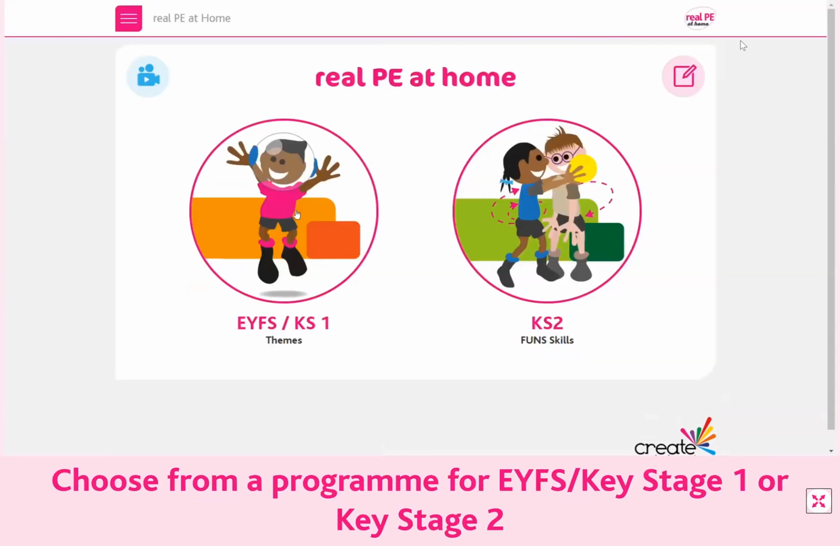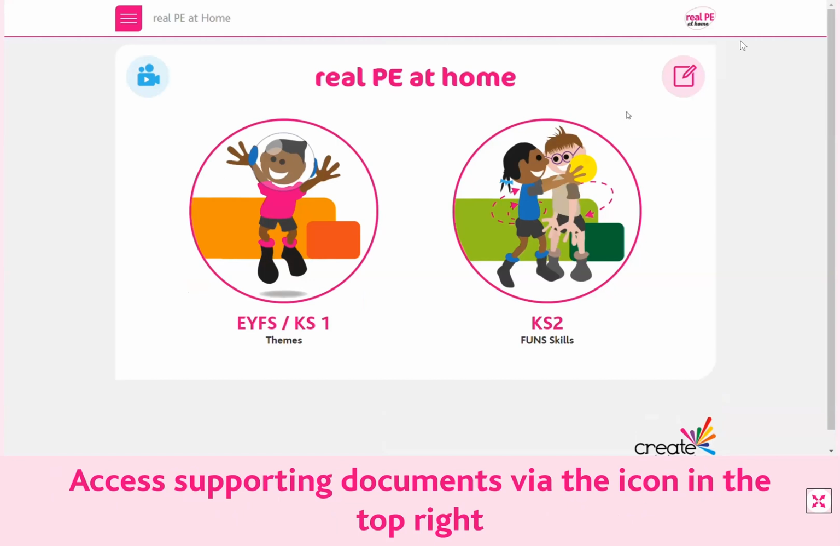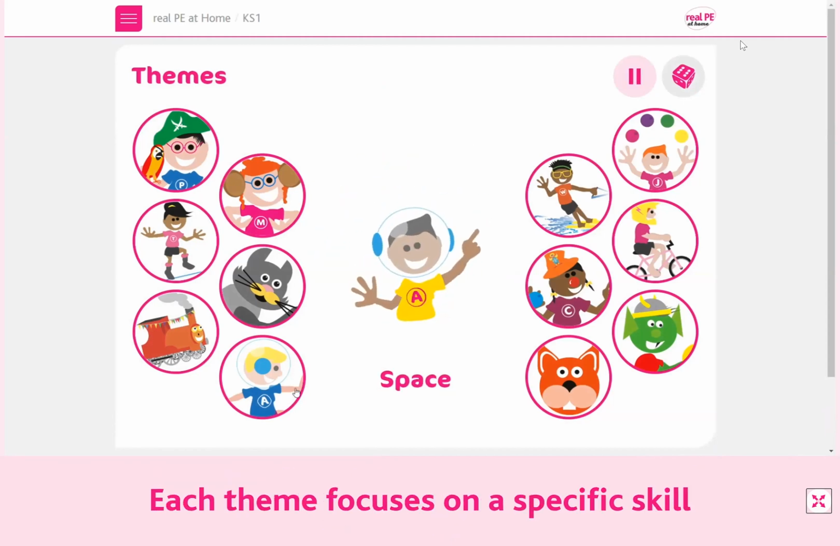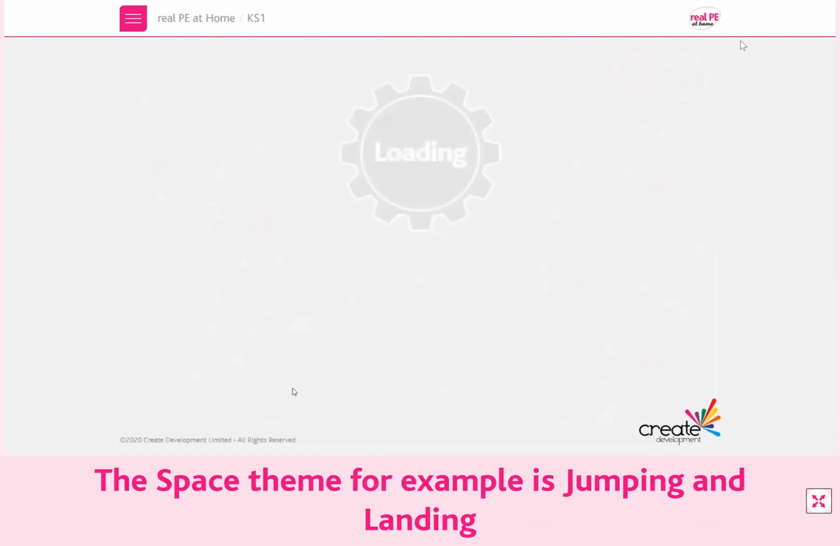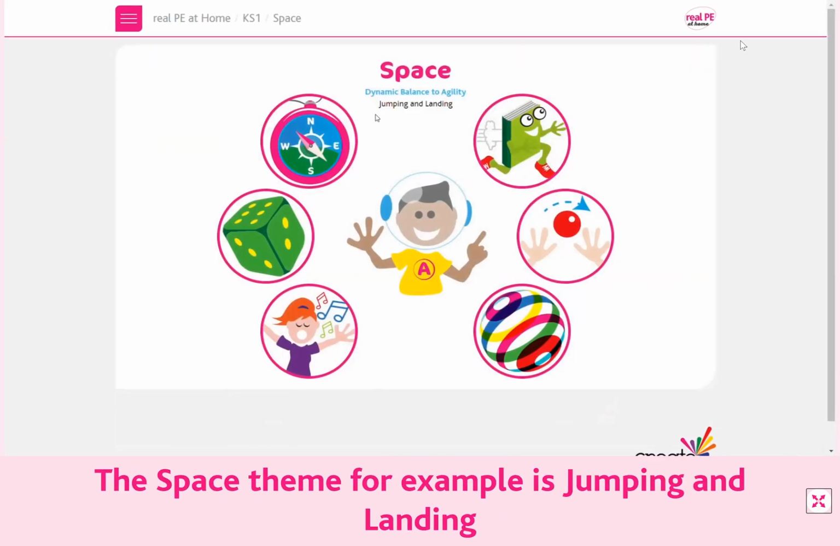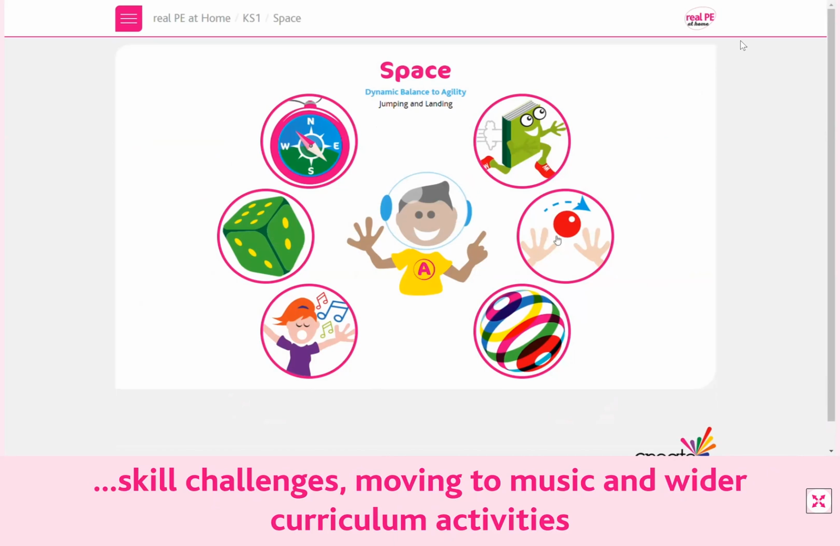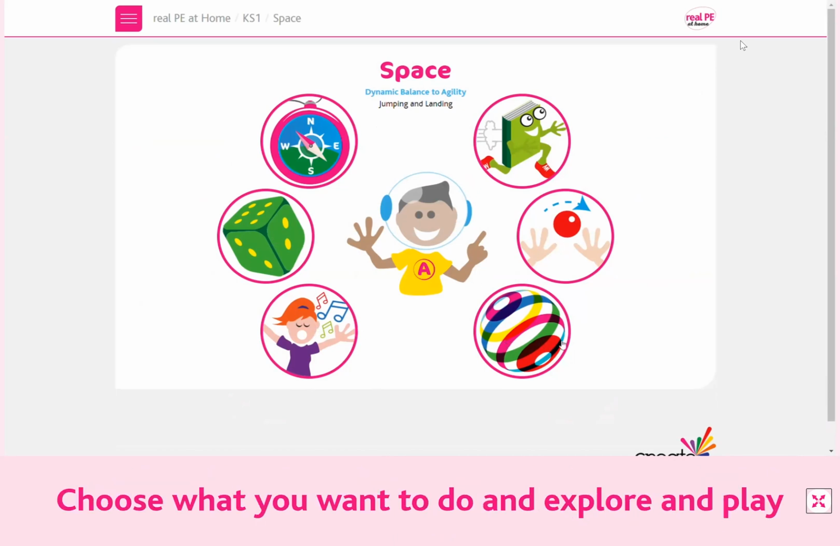Once logged in, you now have a choice of programme for children in early years foundation stage and Key Stage 1, or a programme for children in Key Stage 2. You can also access some supporting documents in the folder. In the early years Key Stage 1 programme, you have a choice of 12 themes to explore. Once in a theme, you will see that there is a specific skill that is focused on. So in our space theme, for example, it is jumping and landing. There are 6 different ways to explore each theme: an adventure, an active story, games, skill challenges, moving to music, or wider curriculum activities. Choose what you want to do and then go ahead and explore and play.